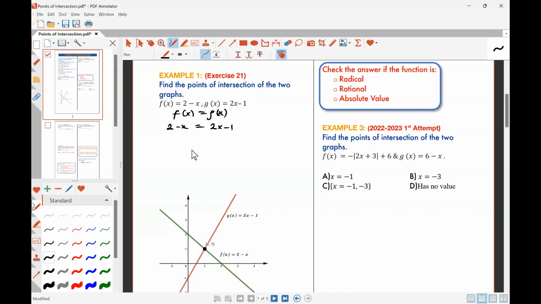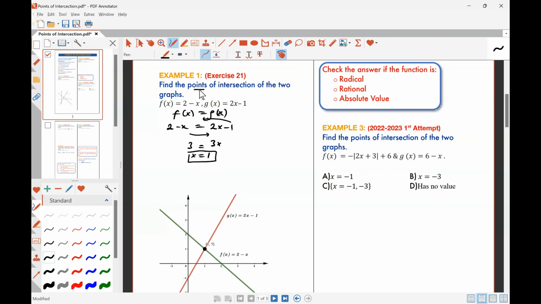We solve for x. So this is the equation. We bring x's on one side, numbers on the other side. Let's bring negative x to the right. So it makes 3x, and negative 1 to the left. It makes 3. 3 equals 3x. Divide both sides by 3. x becomes 1. So I got 1.